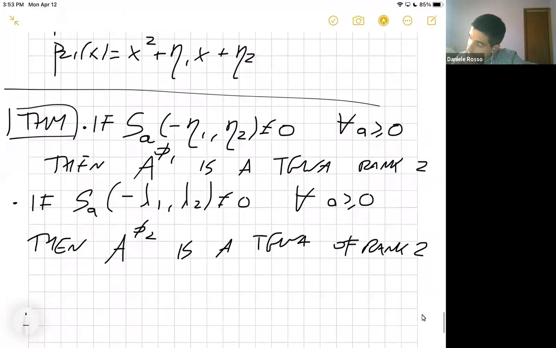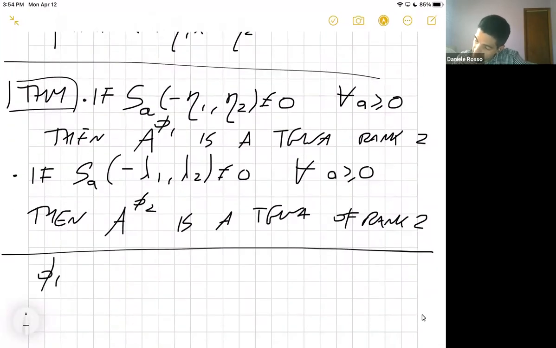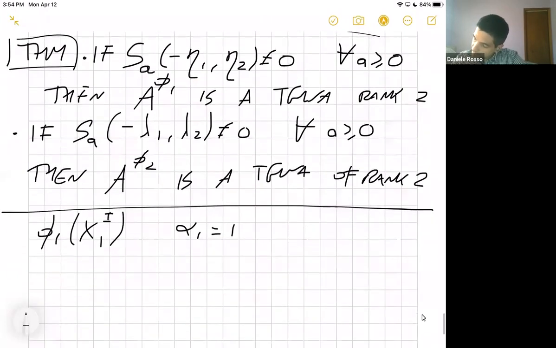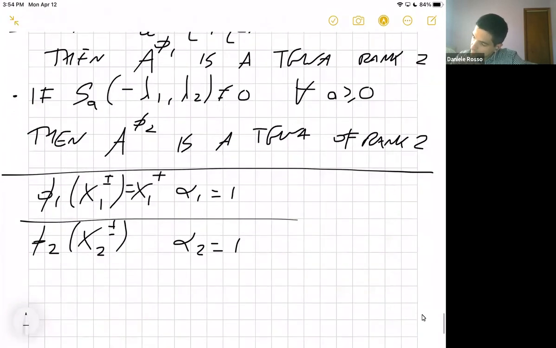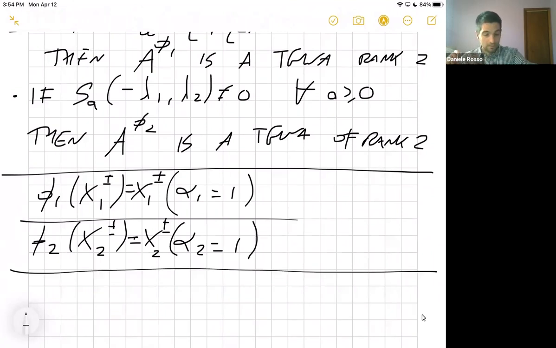But again, now I have to be even more restricted in what phi1 and phi2 are. So phi1 is such that phi1 fixes x1 and only acts on x2. So that says basically that alpha 1 is just 1. And same for phi2, it acts trivially on the second index generators. So even in the type A2 case, we can say something, but it's extremely limited.